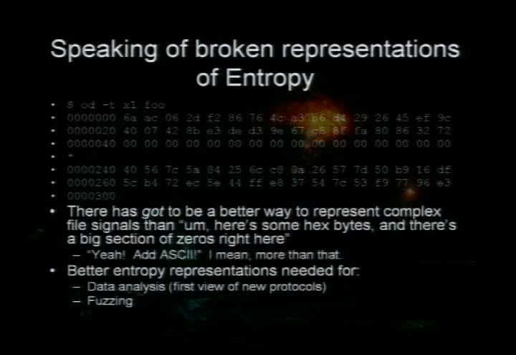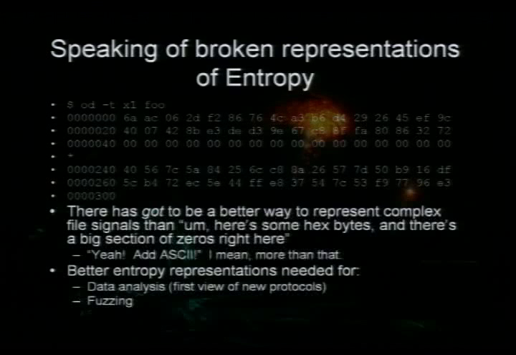So, speaking of broken representations of entropy, you're looking at a new file, never seen it before, and you're like, oh, well, let's look at a hex dump of it. And what do we see? 6AAC062D. Again, am I actually supposed to do something with this? Now, what od, octal dump, tries to do is, oh, well, here's a whole bunch of zeros, I'm just going to shrink all these down. Well, gee, thanks, I appreciate that, but still, 6AAC062D, what the hell?